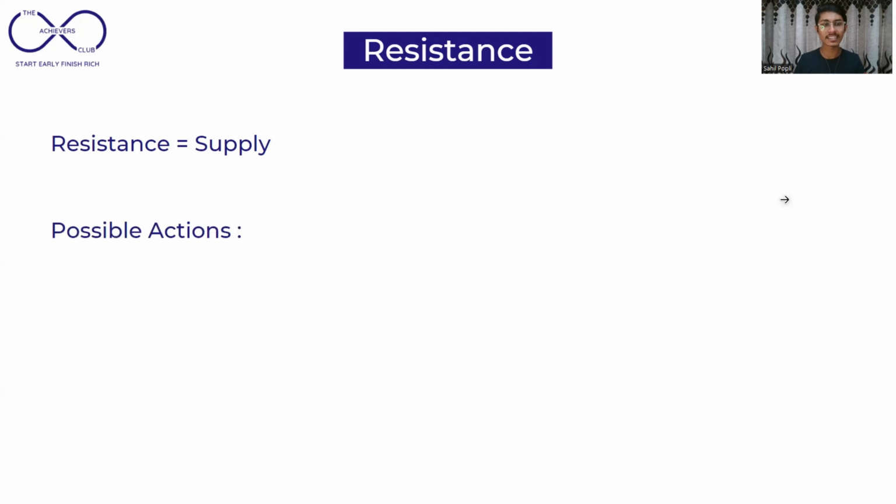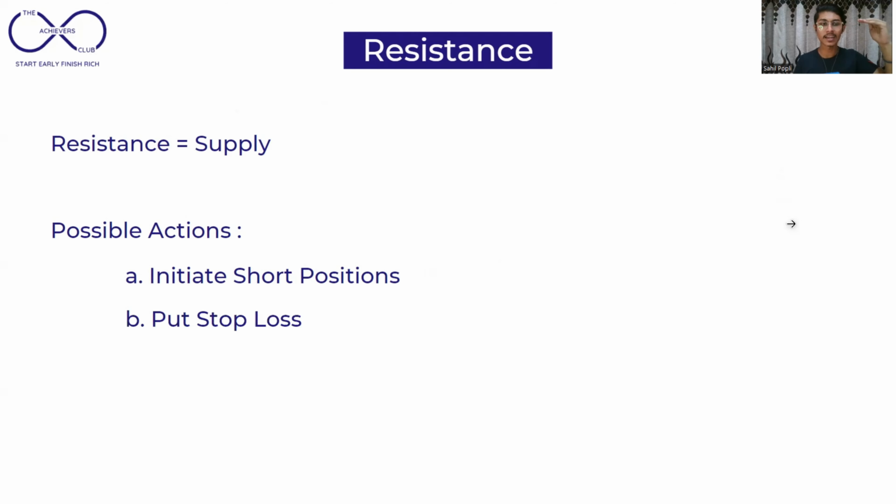And at the resistance, we can do three possible sets of actions, which are completely opposite of support, that is demand. We can initiate short positions, which means we can sell futures or go for a put, and above that resistance area we can put in our stop loss. And the third thing we can do is square off our long positions, which means the positions which we entered at the support area, we can square off at resistance.